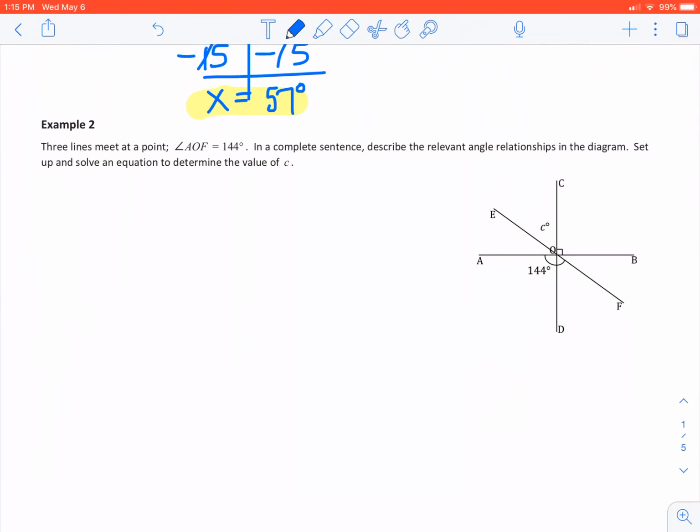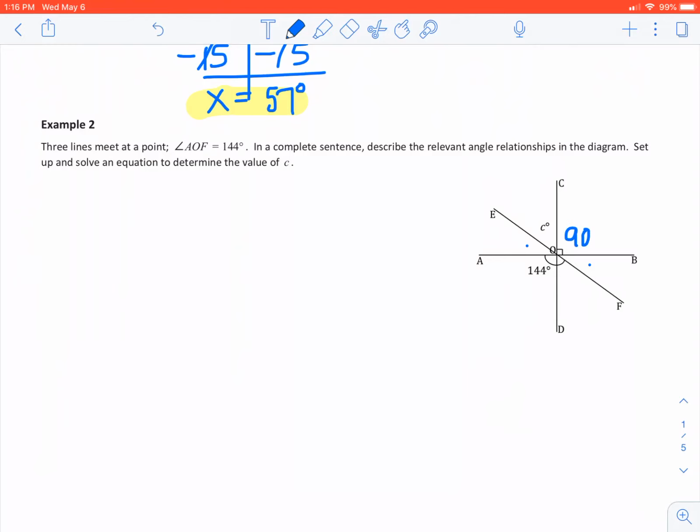All right, let's go to example 2. This time we have this diagram here. Just like the last couple lessons, as soon as you see that box, we should be labeling it 90 degrees, so we have that angle. We're going to write our sentence and find C. Now, we can't go all the way around this diagram because this angle and this angle are still unknown. So we don't know those. We can't figure that out yet.